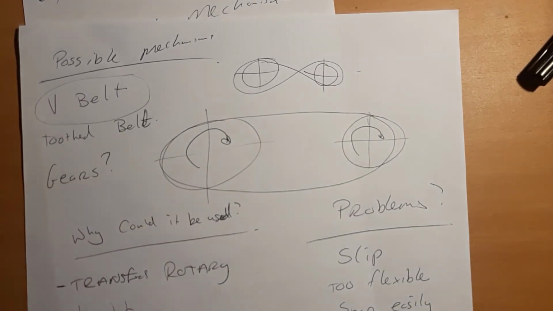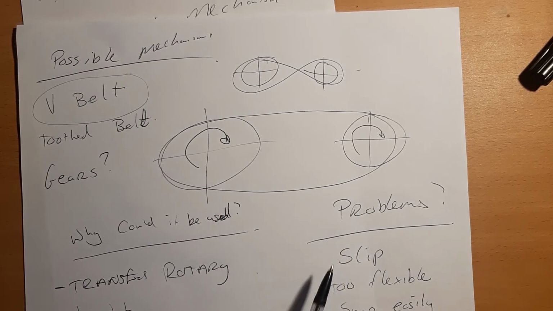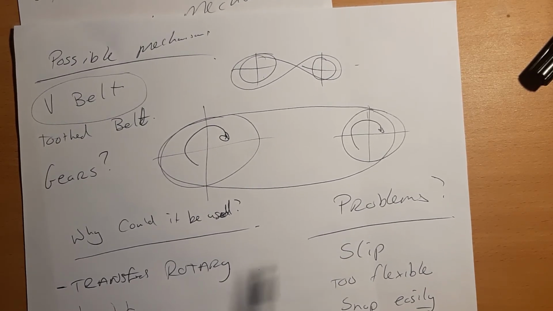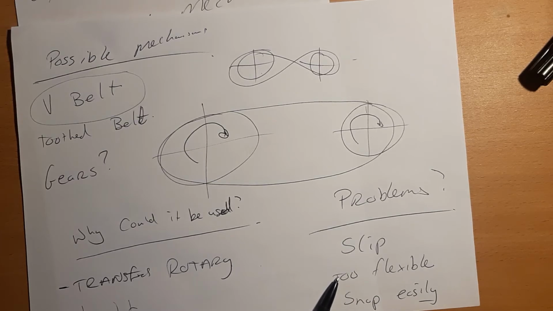Then clearly, if it's not used, there must be problems. What are these problems? What do you think they are? Again, you can research these. The problem with them is sometimes they'll slip. You're going up a hill and you're pedaling, and the last thing you want is for this thing to start slipping and you'll be moving nowhere. Sometimes they're too flexible. They stretch too much, and then they can snap very easily.